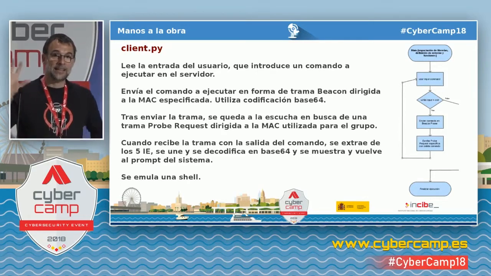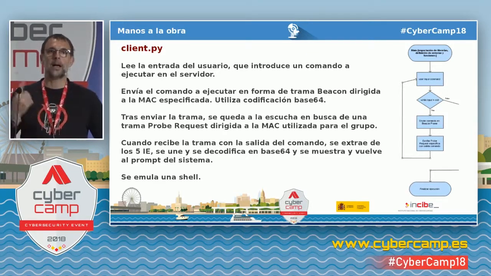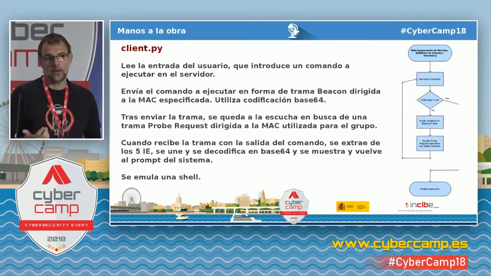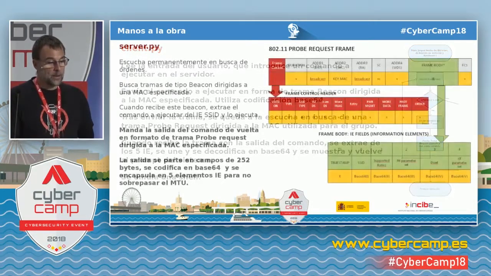When it gets the frame, it's extracted as 5 different information elements. We will see that in the packet. And why is it 5? Because the maximum size for an information element is 256 bytes. I need to cut it into different fragments. I can't have it whole. And it's encoded in base64, because that's practical. It could be binary, but anyhow, that's what we'll do.